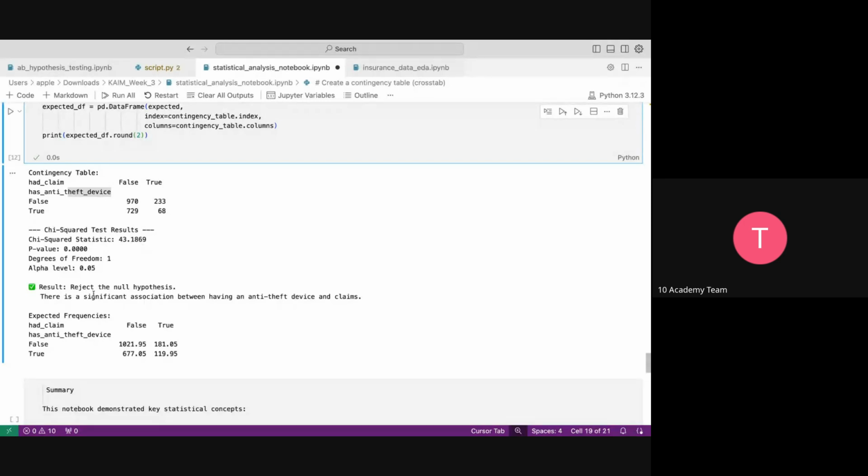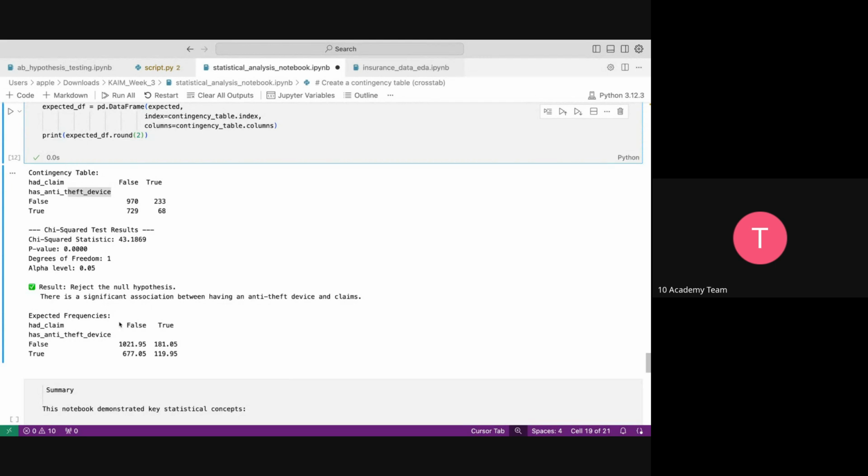So you can see that you can reject the hypothesis that says there is no significant association between the two, and you can assume that there is a significant association between having an anti-theft device and having a claim. So that means having an anti-theft device and having a claim does have a strong association.